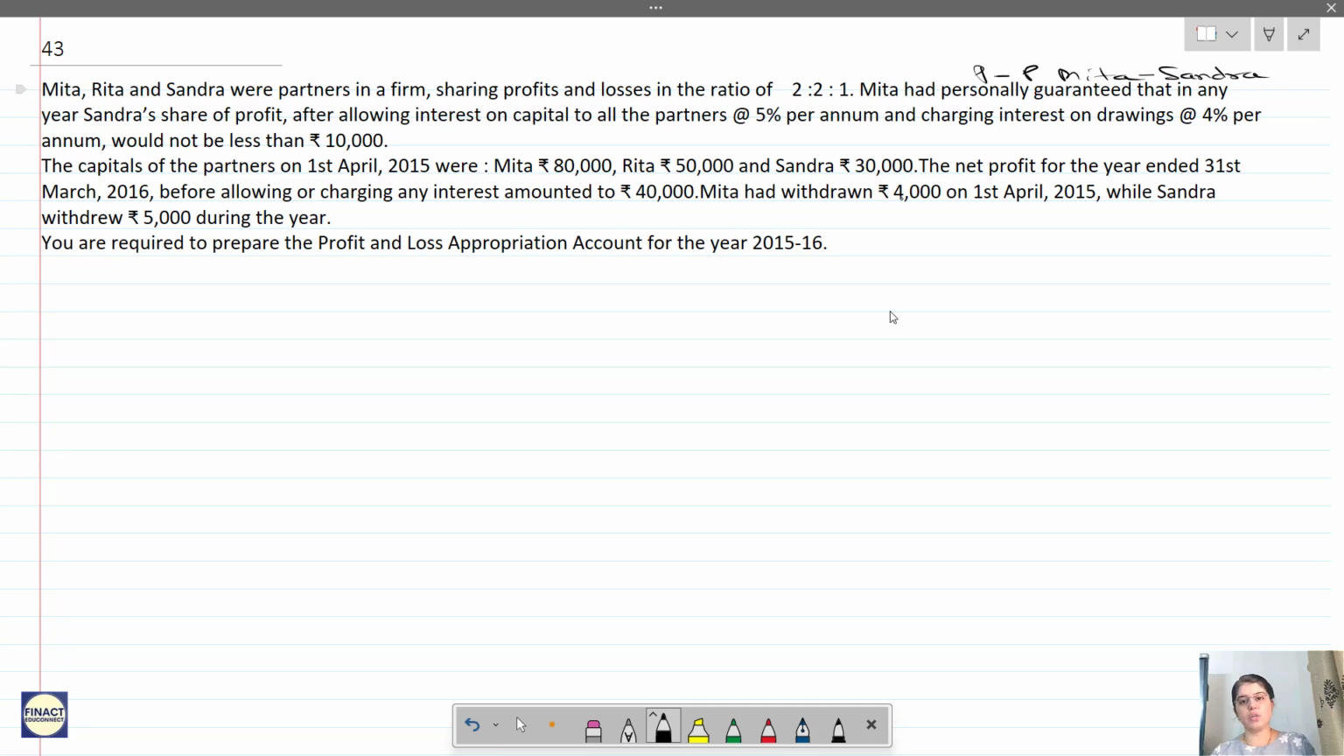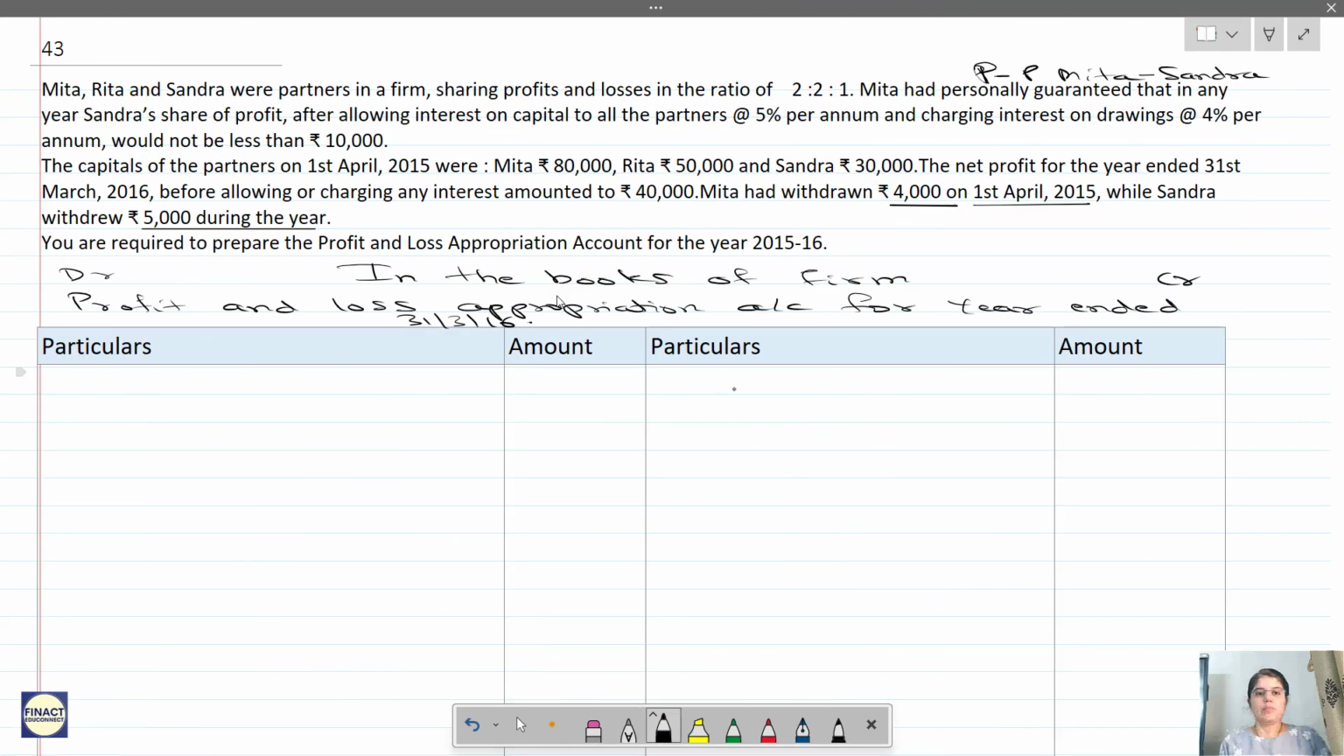Now understand the difference over here. Meeta had withdrawn 4,000 on 1st April 2015. So for Meeta, interest on drawings will be calculated from 1st April to 31st March. Whereas Sandra's drawings are given throughout the year. So in this case, if it is throughout the year, we have to assume that the amount is evenly withdrawn throughout the year. So we have to multiply it by 6/12. I hope you remember that. So now let us prepare a profit and loss appropriation account, for around 3/4 page.